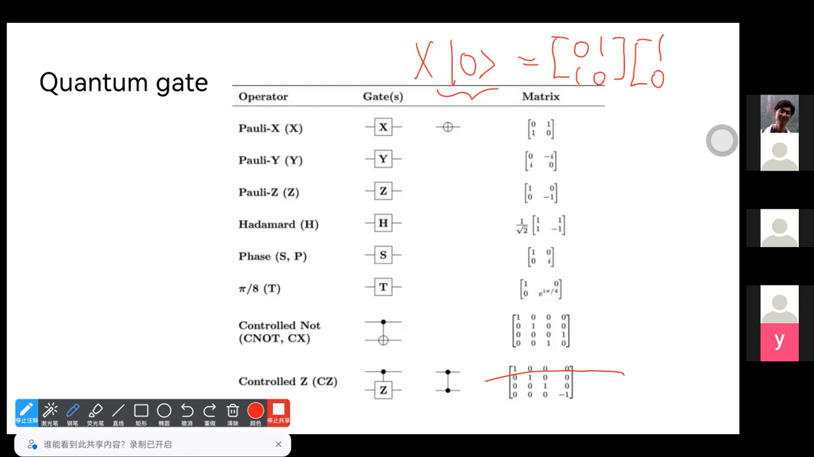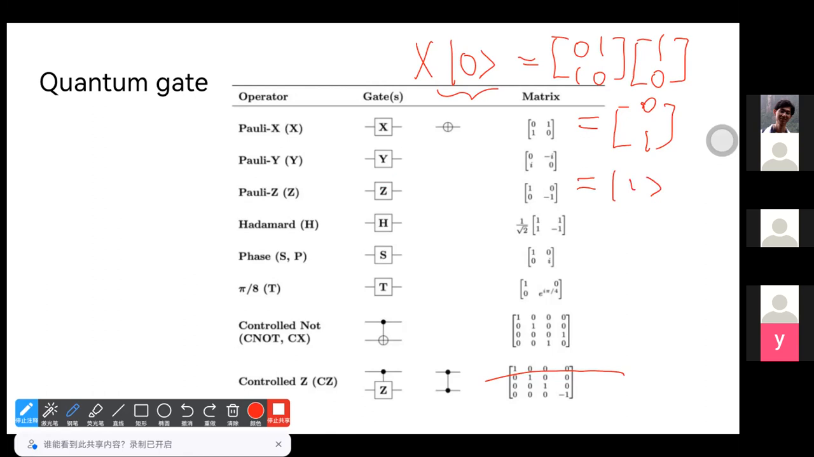And then you will get the result. This is, you know, 0, 1. So this means that if you apply an X gate on the zero, it will go to the one state. Okay.